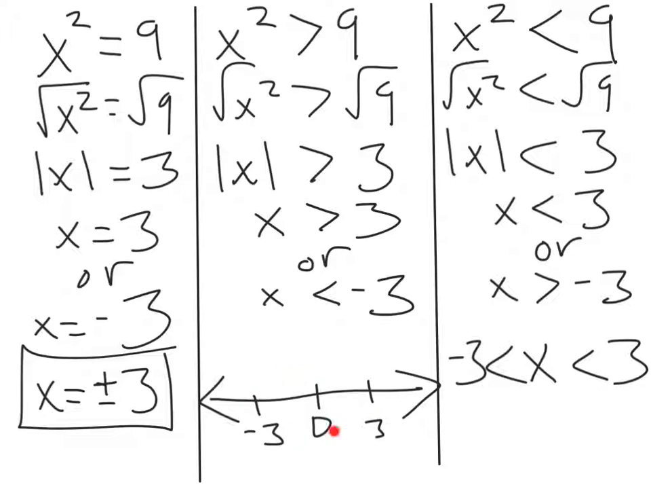And then we're getting these values here, right? X less than 3 points this way, x greater than negative 3 points this way, and the overlap, the places where it satisfies both, are right here. So this is the inequality I was after.